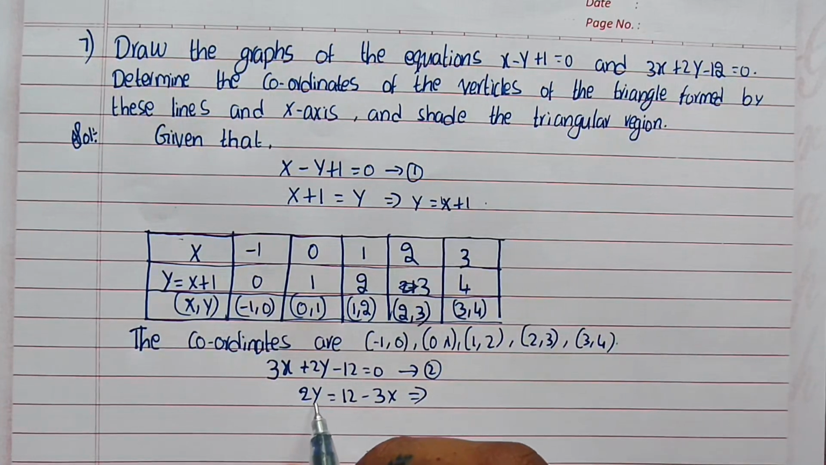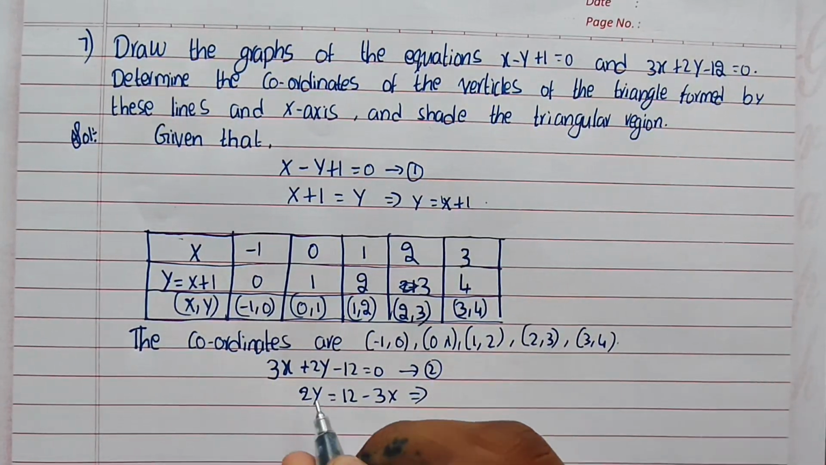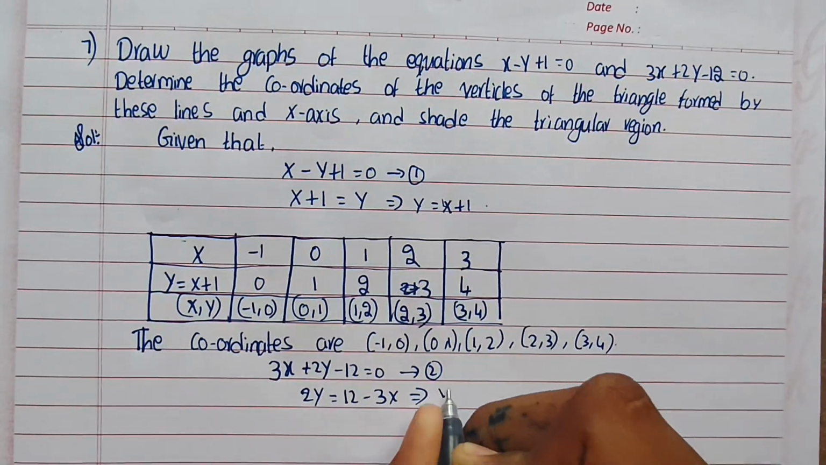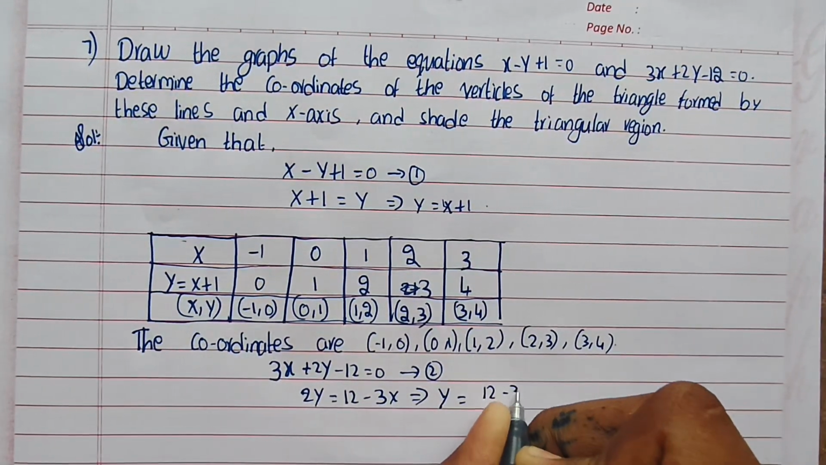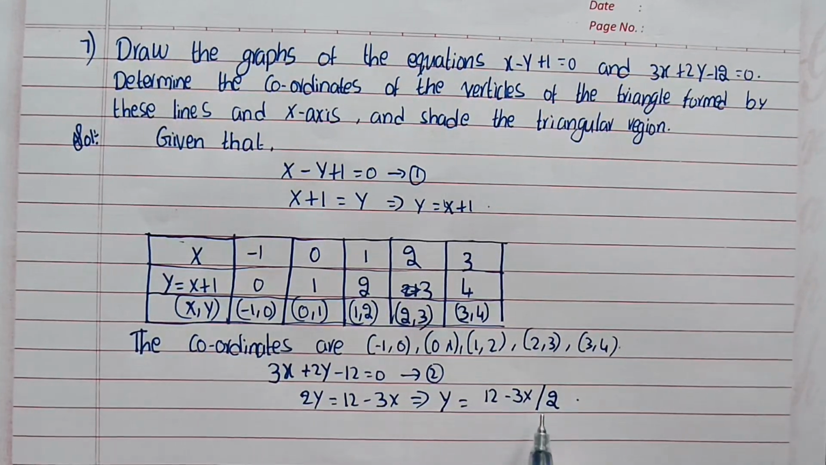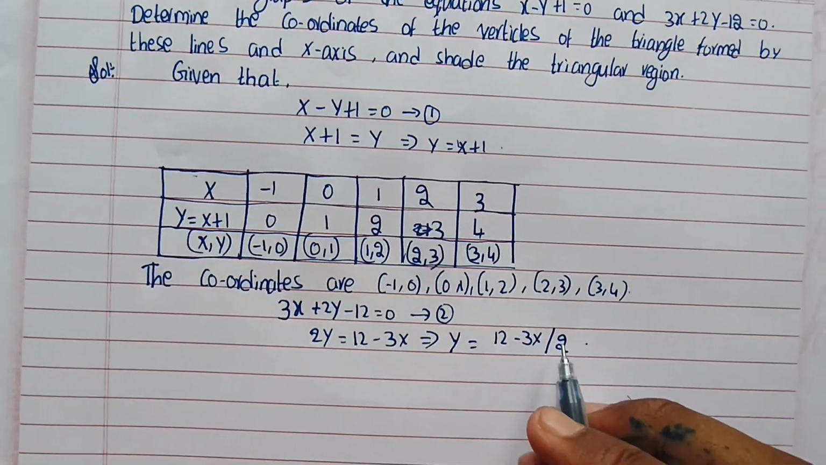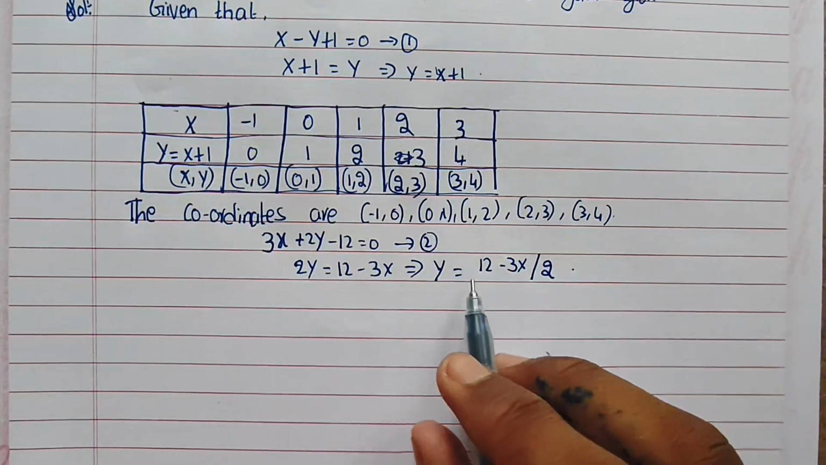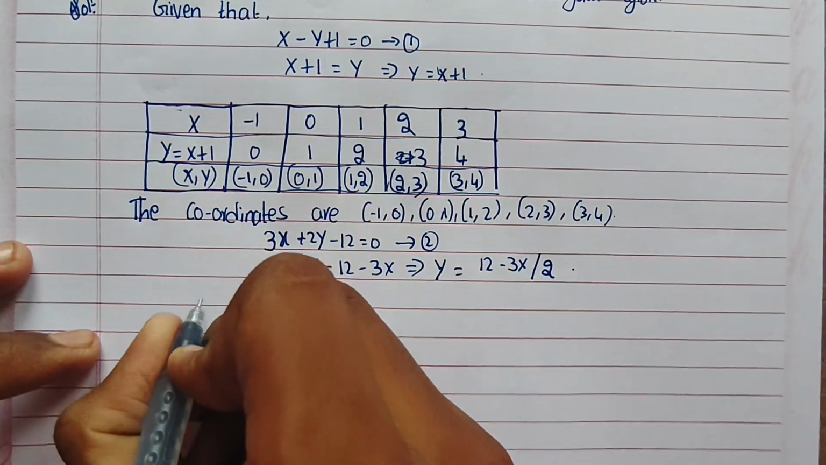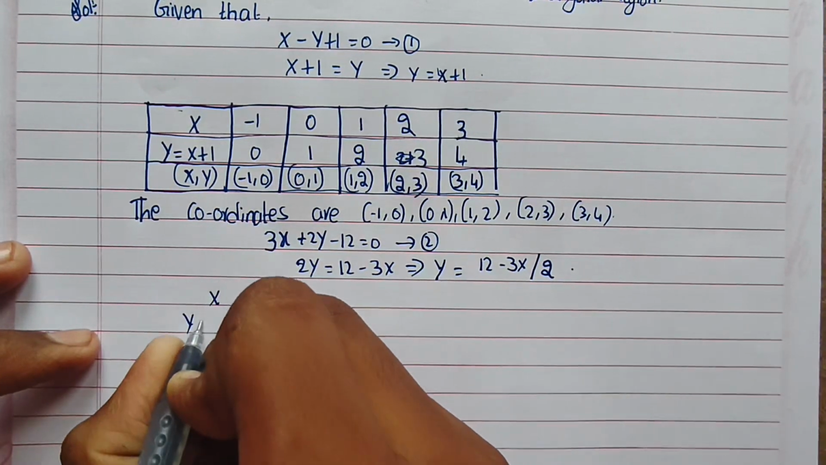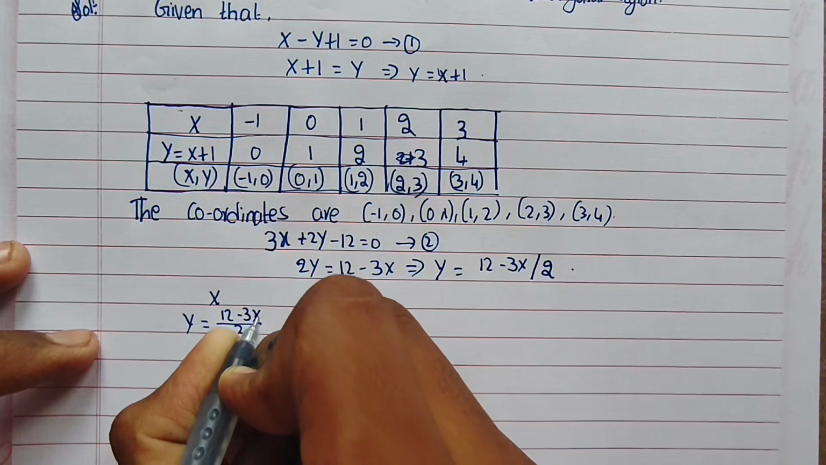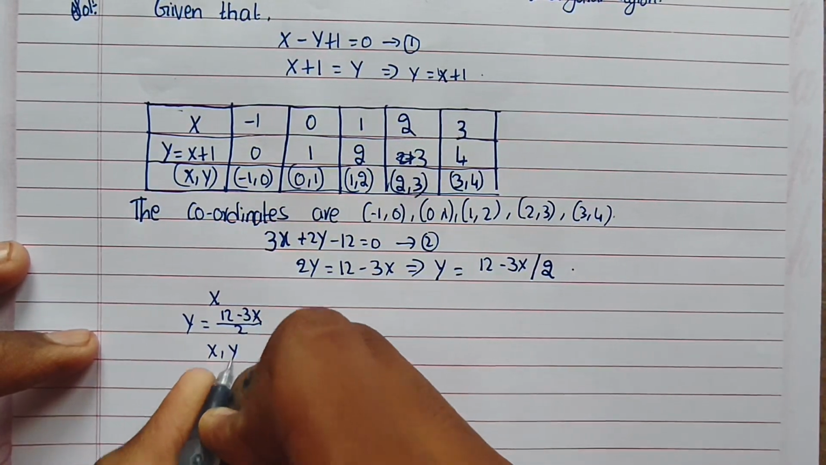That implies 2 is multiplying by y. If we transfer 2 to the right side, it will divide 12 minus 3x. So y is equals to 12 minus 3x by 2. Now let us form the table for y is equals to 12 minus 3x by 2, x comma y.